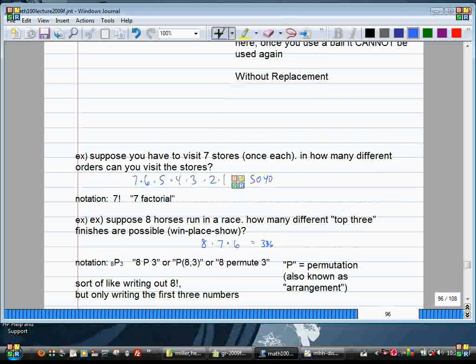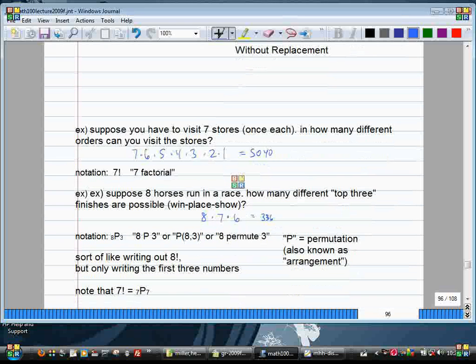As a little bit of overlap, notice that 7 factorial is the same as 7P7. Well, 8P3 is 8 times 7 times 6. What would 7P7 be? 7 times 6, and so on. Because it's the first 7 numbers, but the first 7 numbers just go straight from 7 down to 1, with times.